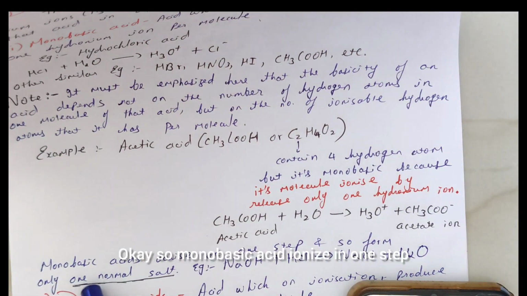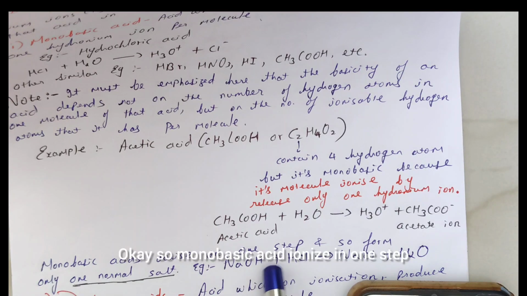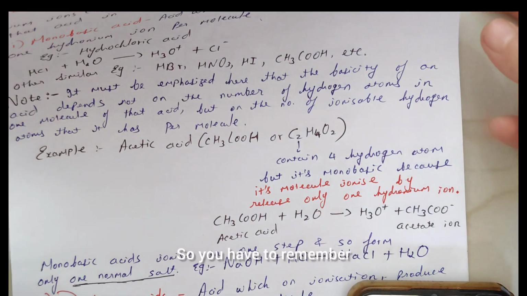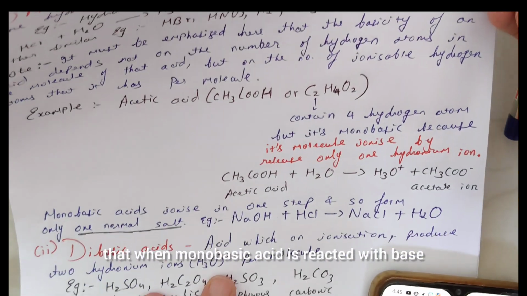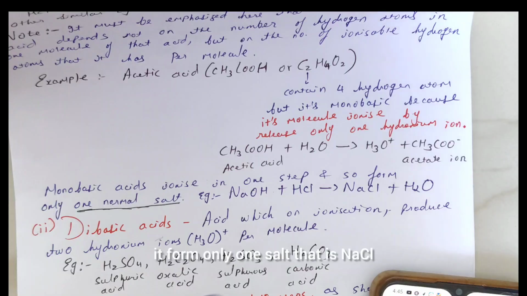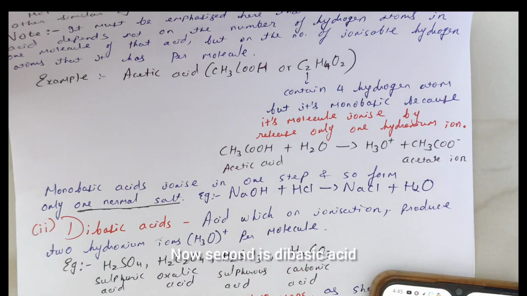Okay, so a monobasic acid ionizes in one step and so forms only one normal salt. So you have to remember that when a monobasic acid reacts with a base, it forms only one salt, that is NaCl.